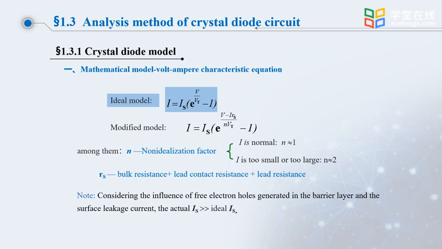I is equal to Is times the bracket of e to the power of (V minus I times Rs) over (n times Vt), minus 1, where n is a non-ideality factor. When the current I is normal, n is approximately equal to 1. If I is too large or too small, n is approximately equal to 2. If you consider the diode body resistance and the lead contact resistance, then Rs cannot be ignored. This formula is usually used in the computer-aided analysis method to solve for voltage and current. We generally use this method rarely when analyzing circuits, so it's not important.